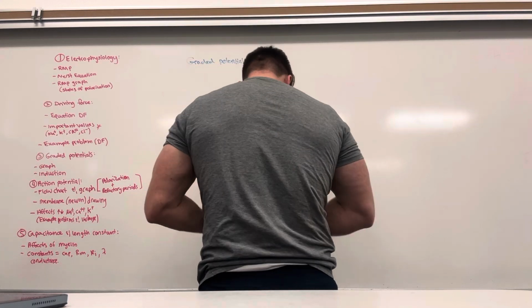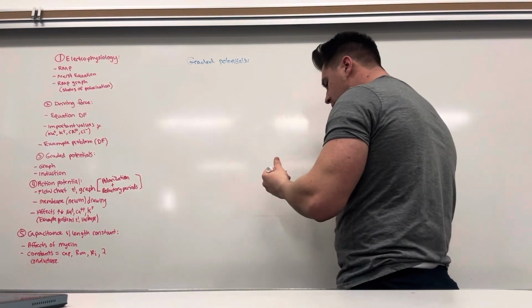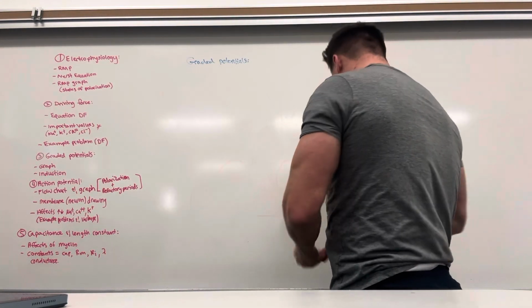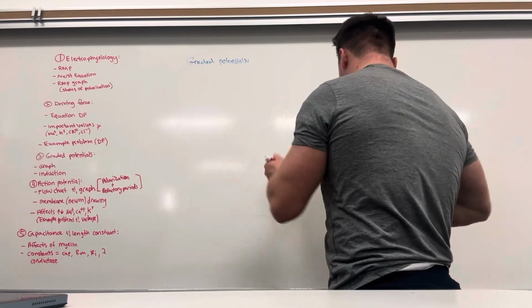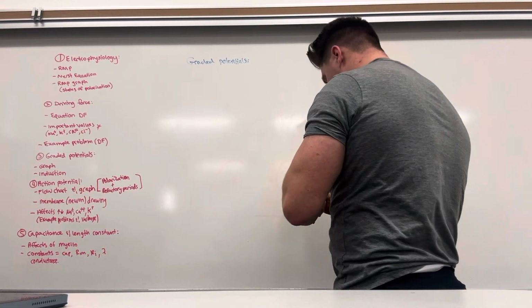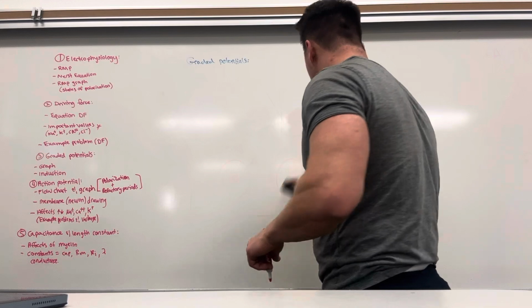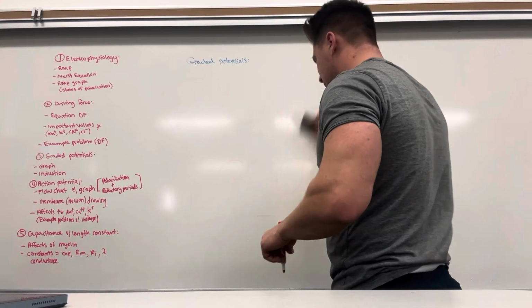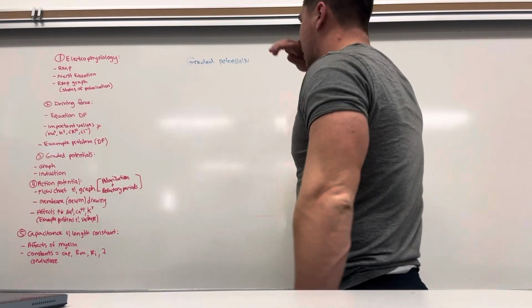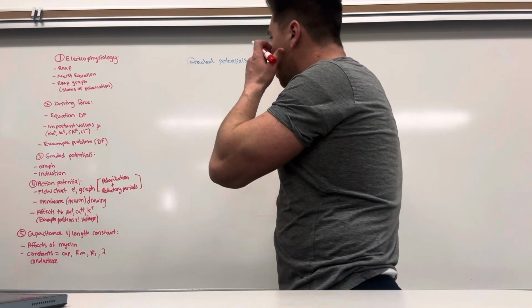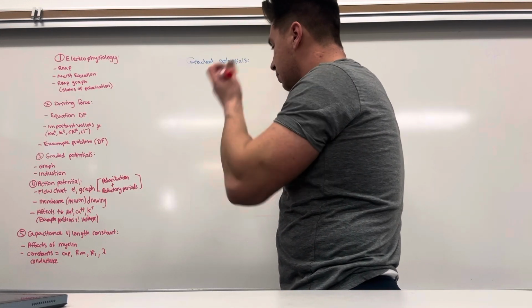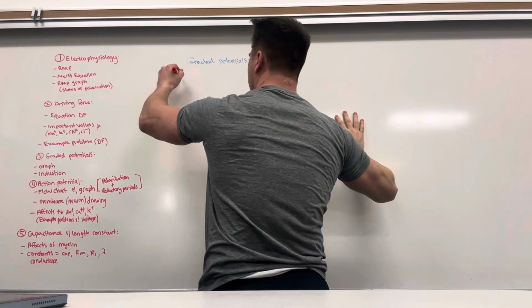I think the red marker is my best one, so I'm going to use this one. Okay. Graded potentials. What they are is they're trying to stimulate the cell, but it's not enough to reach threshold, okay? So the best way to understand graded potentials, in my opinion, is drawing it out on a graph.